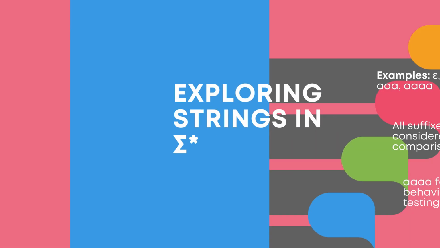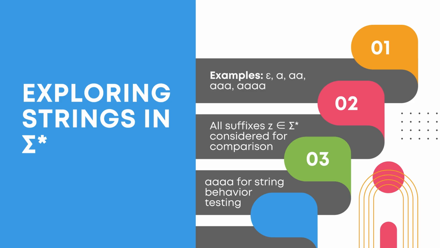rejected. We now consider strings from sigma star, which are all combinations of A, including the empty string, A, AA, AAA, and even A to the 4th. Even though A to the 4th is not in the language, we'll include it to test how strings behave when extended. This helps us build equivalence classes.